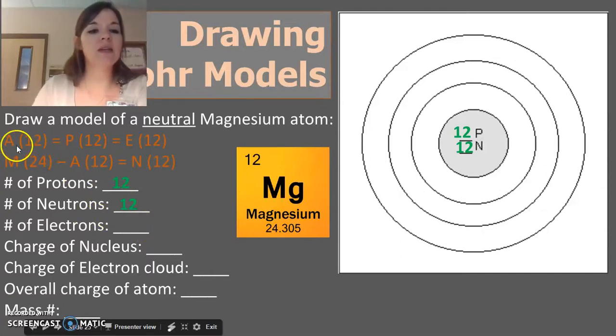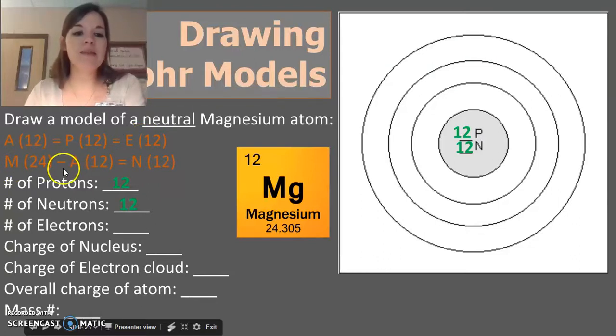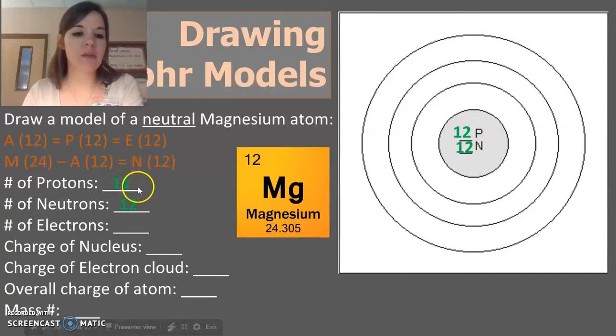So take a look at this. We use APE. So atomic number is equal to protons is equal to electrons. This last part is only true in a neutral atom. And then we do MAN. So mass minus atomic number equals neutrons. If you remember APE MAN, that'll help you work through each of those subatomic particles.